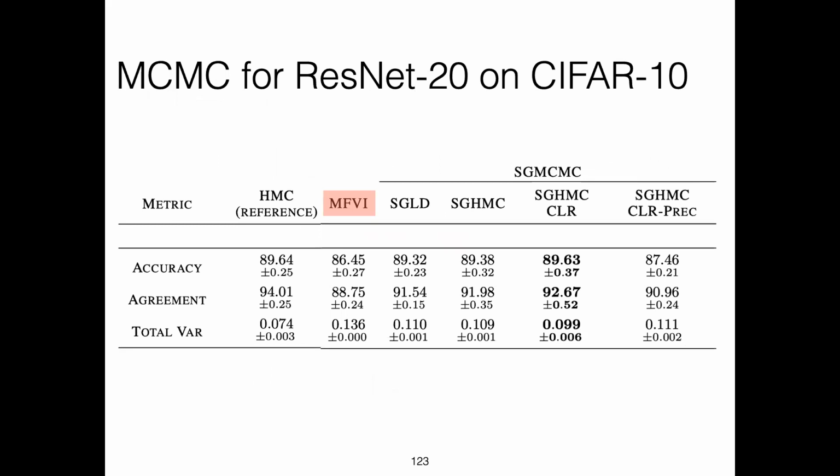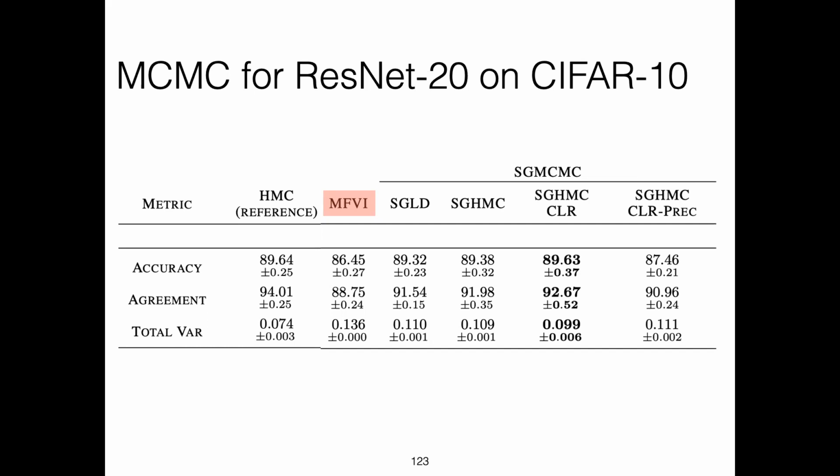Okay, so here's the same table I showed before, but now I've added this column MFVI, which is basically the procedure I just showed you, mean field variational inference, and we're going to compare it to these HMC solutions. So for accuracy, this is a ResNet 20 on CIFAR-10, was getting 89%, and the HMC got 86.45. So we took a little bit of a hit for this kind of approximation that we used.